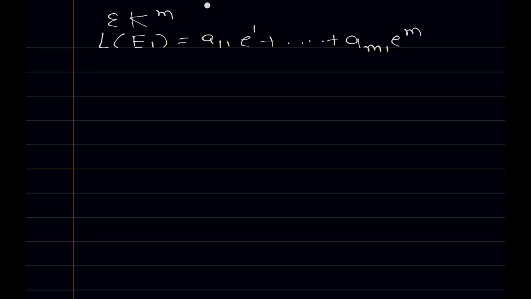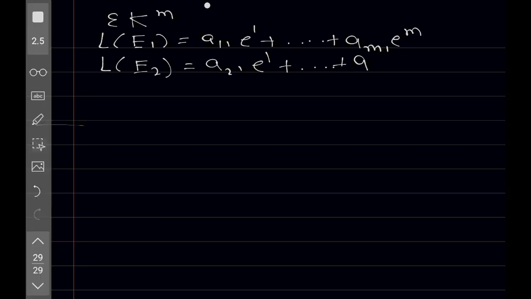Similarly, the same thing can be done with the basis E2. So maybe it will become A21 E1 plus dot dot dot. Okay, this is quite confusing. So I'm going to use my own notation now. Let's try to understand the notation in our way. That would be nice.